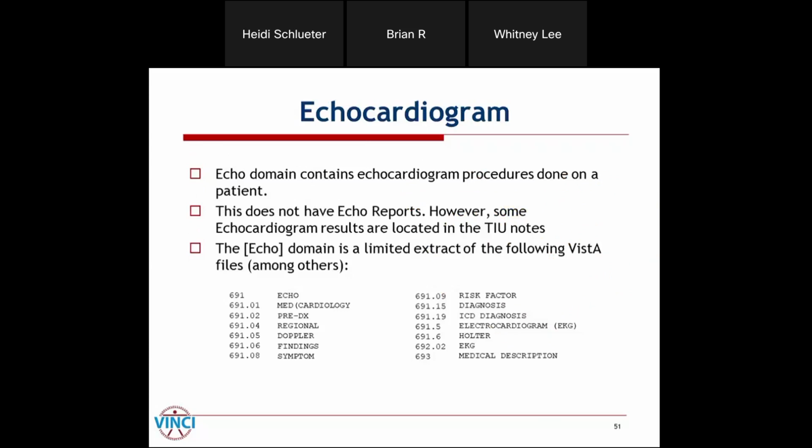Some of the data here includes echocardiogram, and the echo domain contains these echocardiogram procedures done on a patient. This doesn't include the echo reports. However, some of those results are located in the TIU notes, and the echo domain itself is a limited extract of these Vista files, among others.